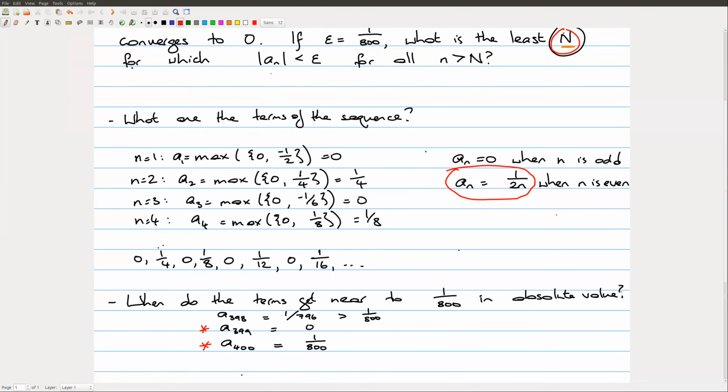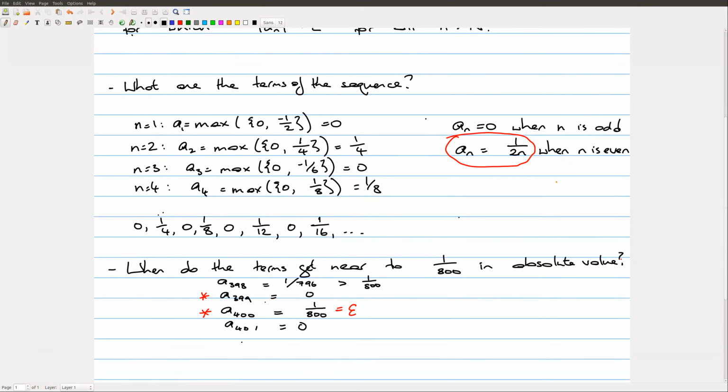Okay, so the answer is not 399 or 398 because A400 is still not less than epsilon in absolute value. It's equal to epsilon in absolute value. So this 1 over 800 is equal to epsilon. After that, A401 is 0 because 401 is odd. A402 is 1 over 804, which is definitely less than epsilon in absolute value.